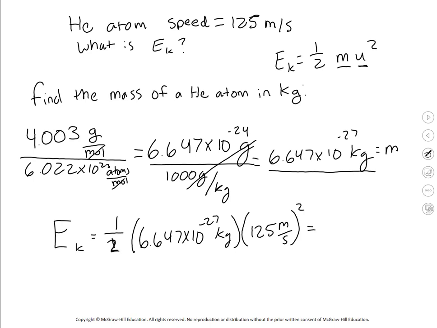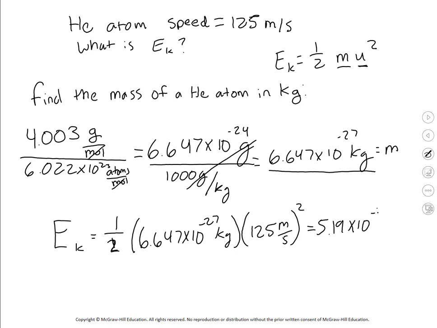Now, are we expecting a huge number or a small number? Still small. I mean, this thing's moving pretty fast, but it's also just one little tiny atom, and it's a helium atom too, second smallest atom we have. So this is still not going to be a huge number. It should still be a small number. I'm getting 5.19 times 10 to the negative 23rd.